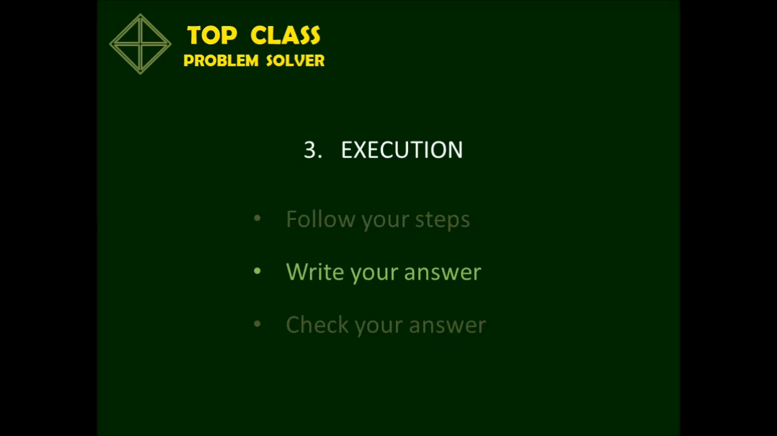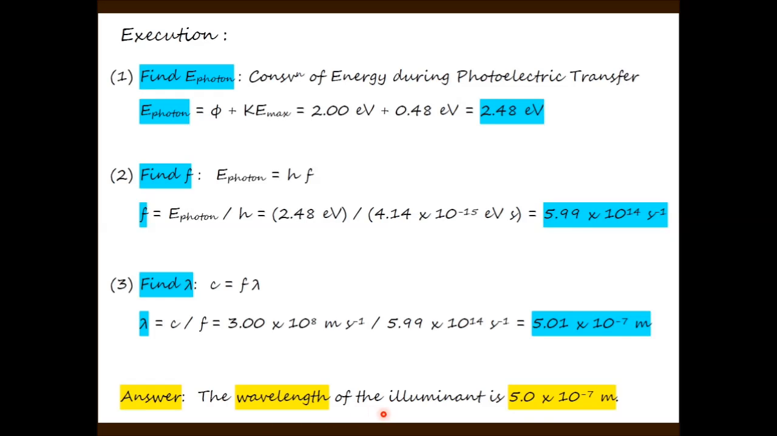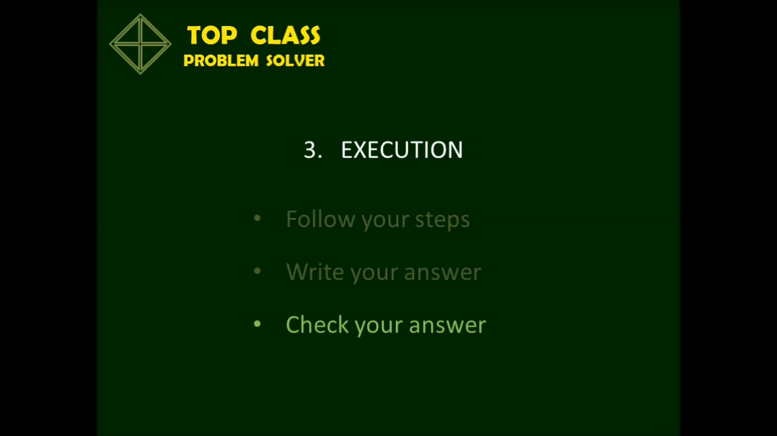The second step of the execution is simply to write down and highlight your final answer. So here we write down our final result. As mentioned earlier, we will write down our final result using the 2 significant figures that is given in the problem. The third step of the execution is to check your answer.